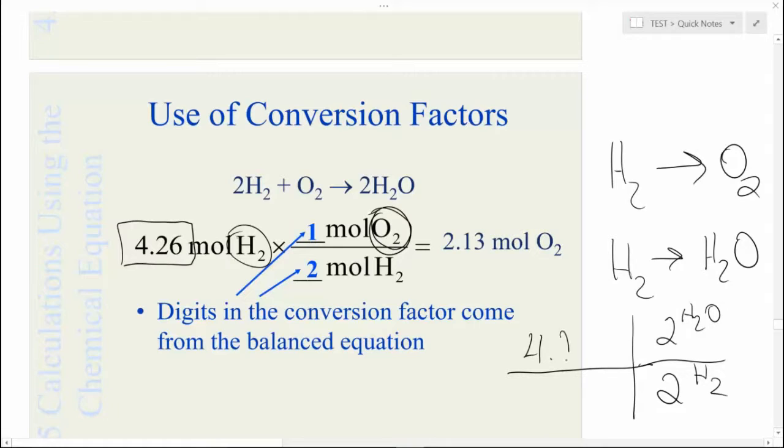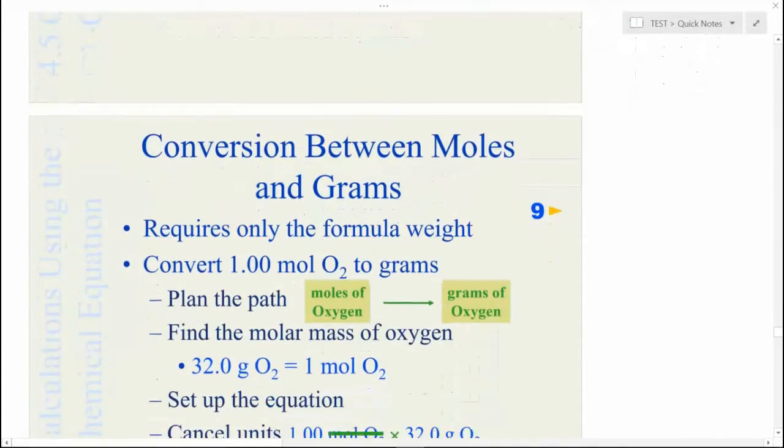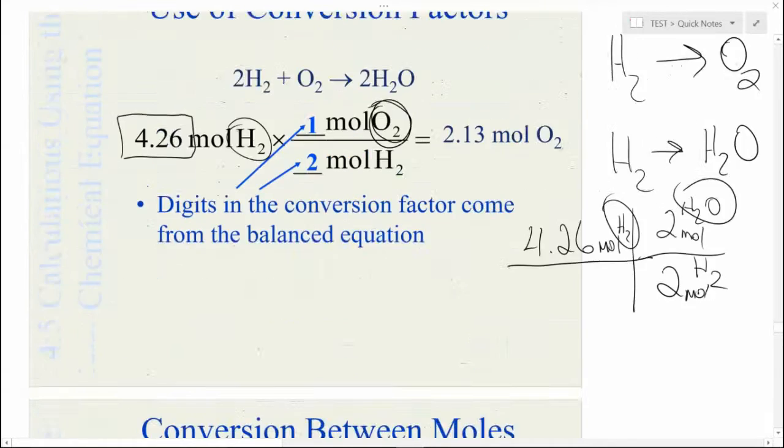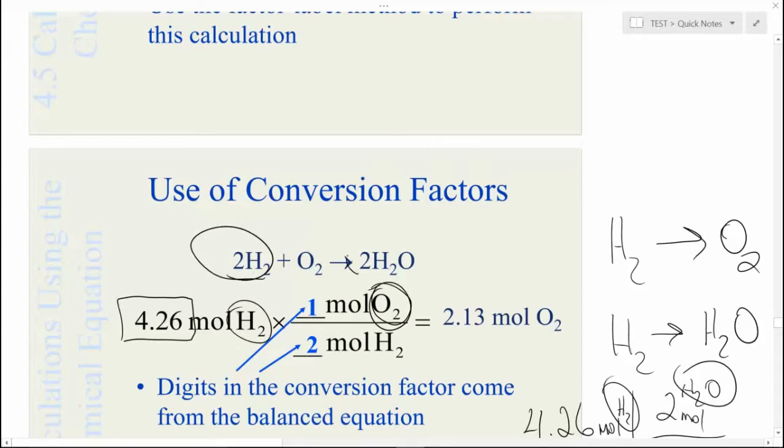And I would still start with 4.26 moles of H2. This is moles, and this is moles of H2O. So the process would be exactly the same, but I'm going to get to a different item. Rather than getting to O2, I'm getting to H2O. Okay, and that's the heart of stoichiometry: being able to convert from the moles of one thing to the moles of a different thing. And we have to have a balanced chemical equation to be able to do that, because the balanced chemical equation is where the relationships between these molecules are shown.